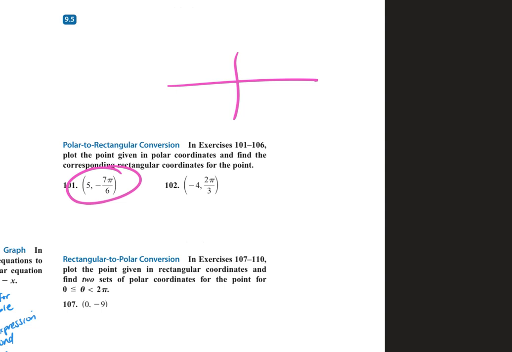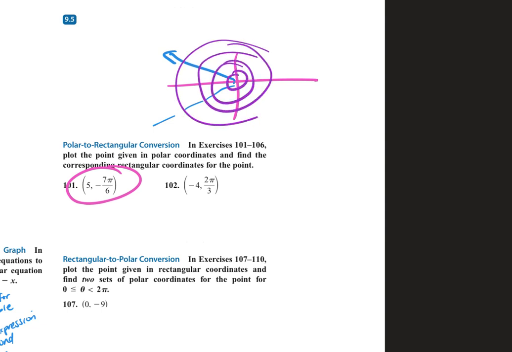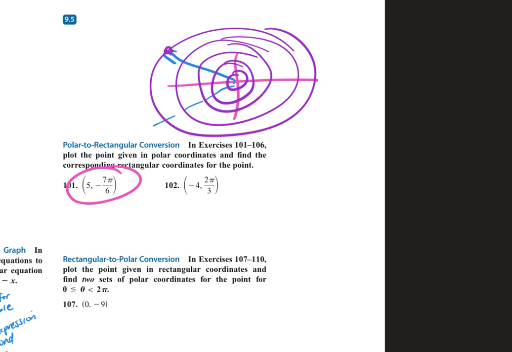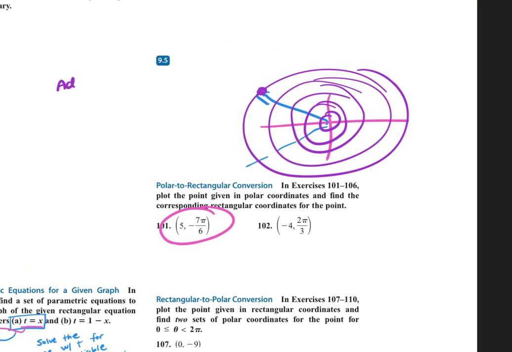But negative 7 pi over 6 would be this angle here, because 7 pi over 6 would be here, and I would fold it like a hamburger. And then 5, I would have 1, 2, 3, 4, 5 circles, and I would go out to the 5th circle, and that would be my polar coordinate. But you do have to plot it and you do have to convert it.